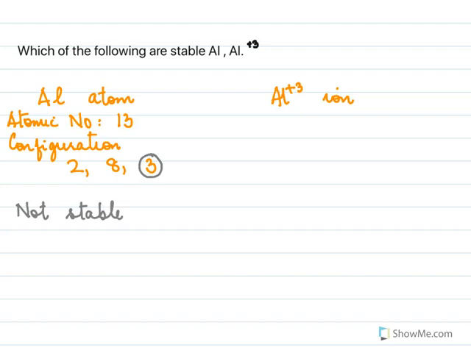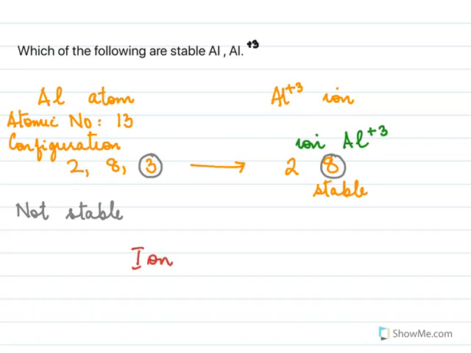So in order to gain stability, what does aluminium do? It loses its 3 electrons and now becomes 2, 8. Now this is the ion of aluminium. Since it loses 3 electrons, it gains a charge of plus 3. Now look at the outermost electrons, 8. So it is stable. So here the ion has octet state, hence stable. The atom is unstable.